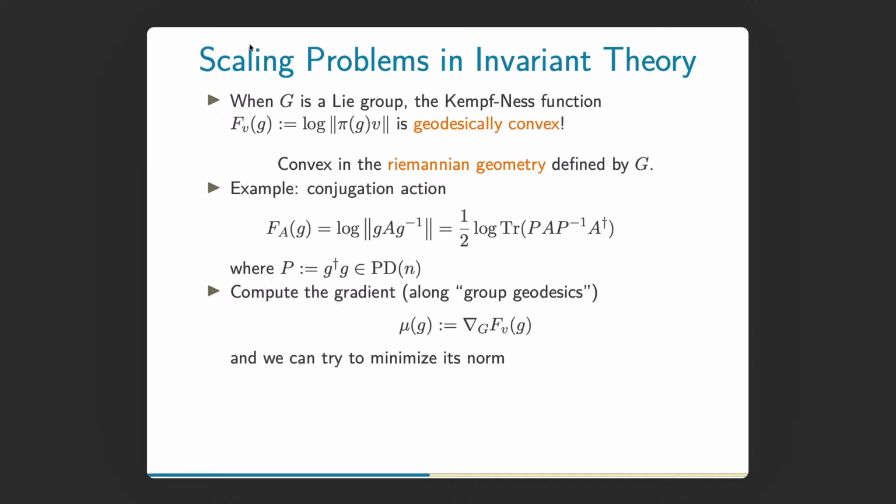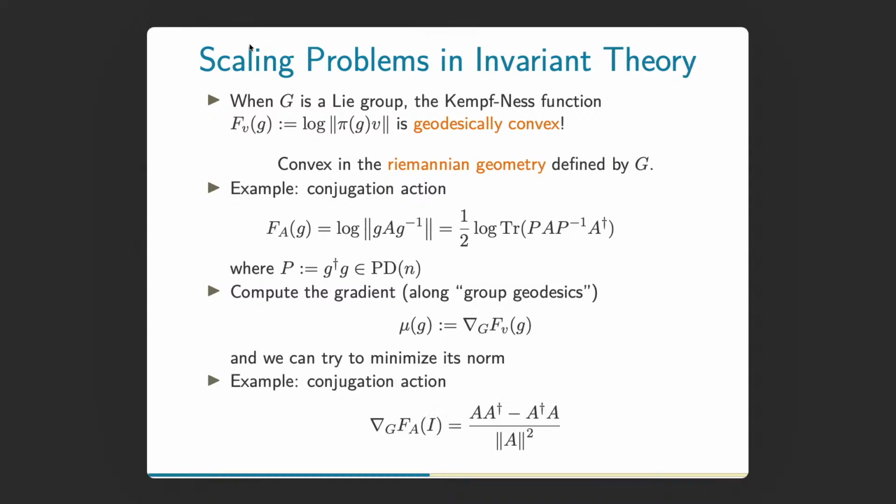And I can also try to minimize the norm of the gradient, because remember, if I have a convex function, minimizing the function or the norm of the gradient is the same thing. It's the same thing that we did for matrix scaling. But you can see that it fits already in this very general setting. I don't need anything else besides this information.